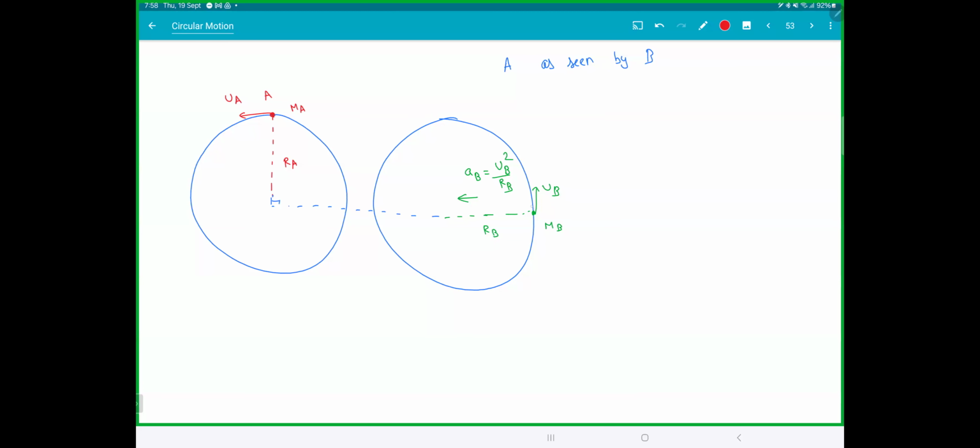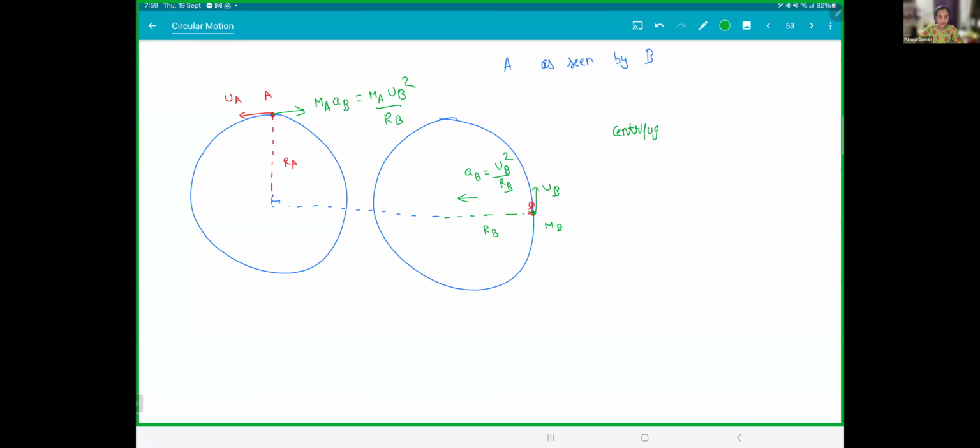You tell me if you're standing on B and if you're looking at A and this is your acceleration, what is the pseudo force? Mass of the body you're observing. Whom are you observing? A. So its mass and acceleration of B in the opposite direction. So that would be this direction, isn't it? Mass of A into acceleration of B, which is MA into UB square by RB. Make sense? So that is the centrifugal force, no then? And what is the direction? It is not even towards the center. Look, it is tangential.